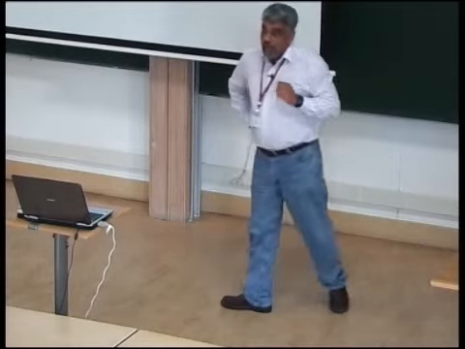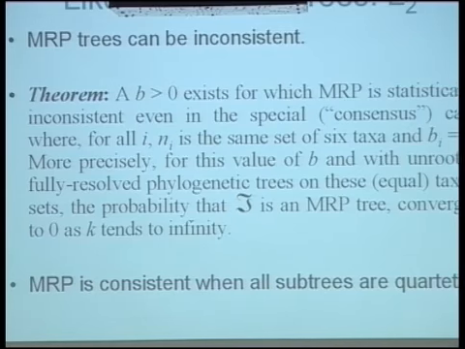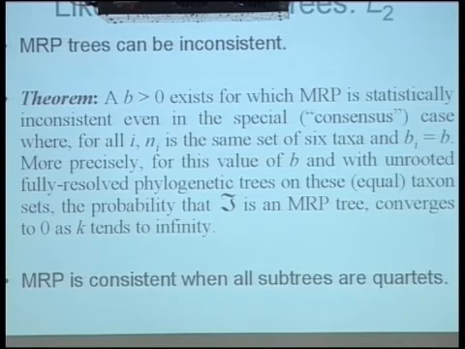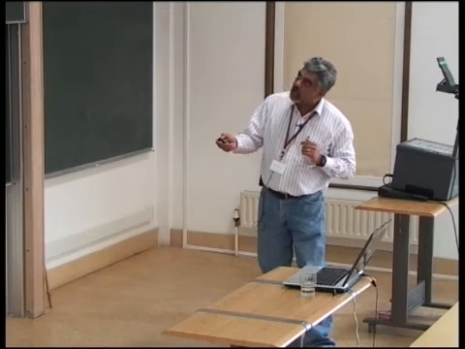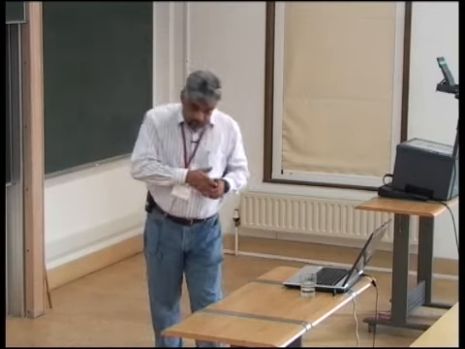Now, we know that L2 trees are often going to be MRP trees. But, as Mike has proven, in fact, MRP trees can be inconsistent. There's going to be a value of B such that even if I built MRP consensus trees, I would have this probability that the super tree that I build as I added more data sets would be different from the true super tree. All right? So MRP under some values of B is going to be inconsistent. Turns out MRP is consistent when all the subtrees are quartets.